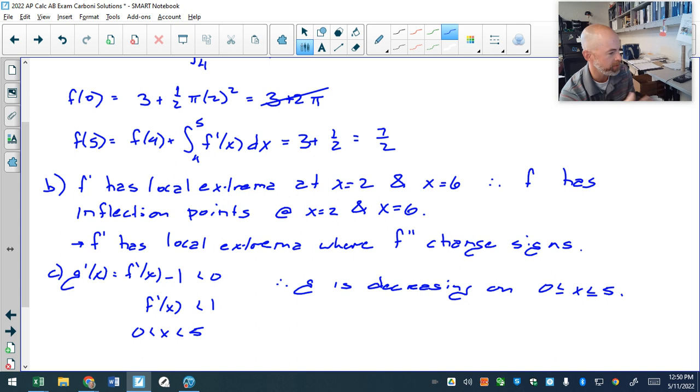Show the analysis that leads to your answer. So I found the derivative. I showed that I'm finding when the derivative is less than 1. We are looking at the graph of the derivative.